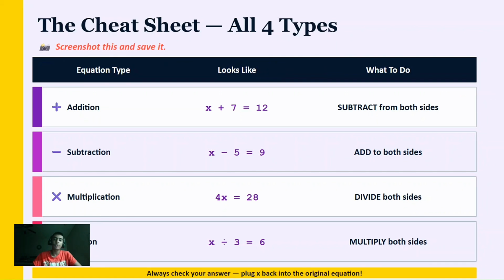Okay, now I'm going to show you a cheat sheet. This is really important, so if you want to take a screenshot or write it down, you can do that. Okay, so for addition equations, you subtract from both sides. For subtraction equations, add to both sides. Multiplication equations, divide both sides. Division equations, multiply both sides. Notice the pattern? You always do the opposite operation. This is the key to every one-step equation. Every one. And no matter what, always check your answer by plugging x back in.